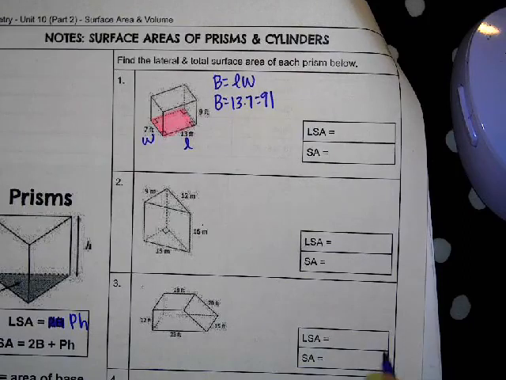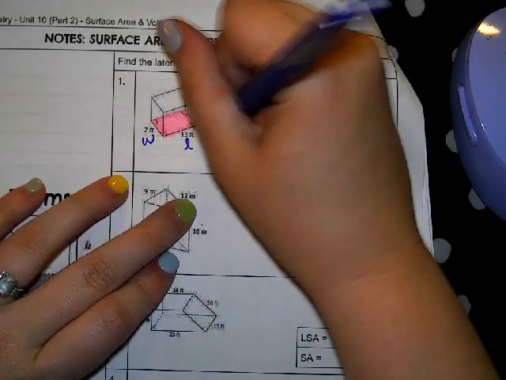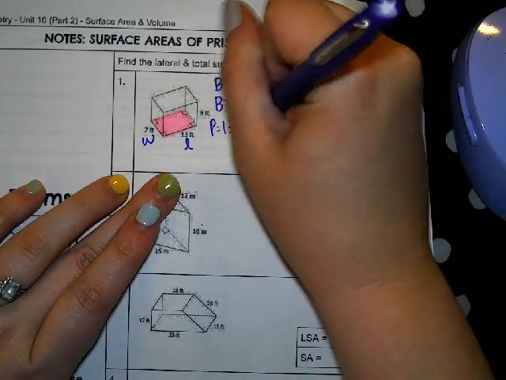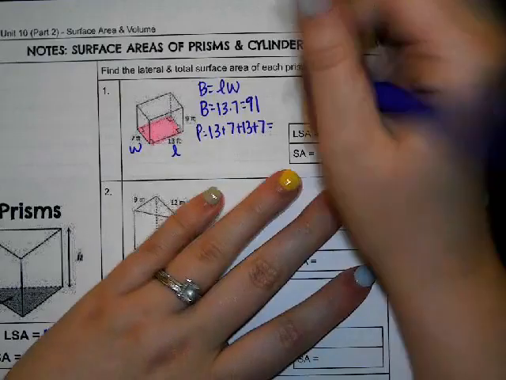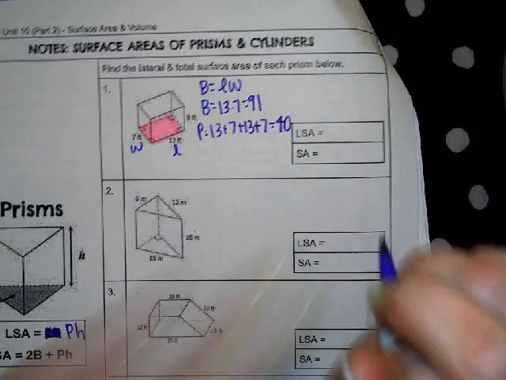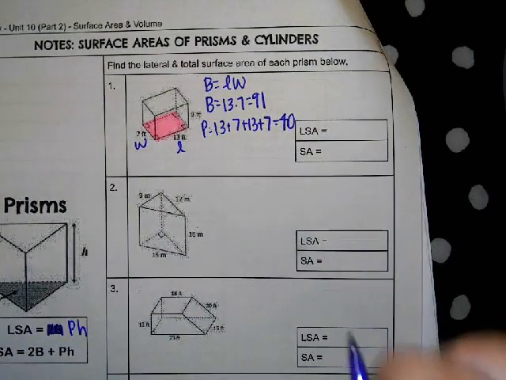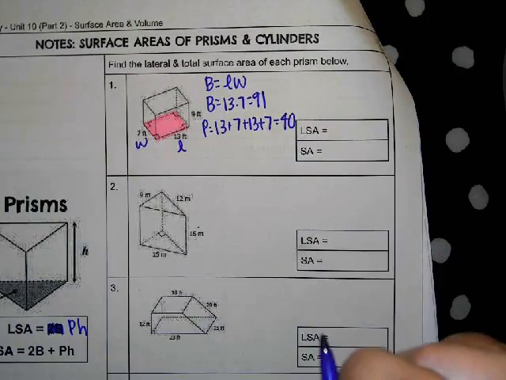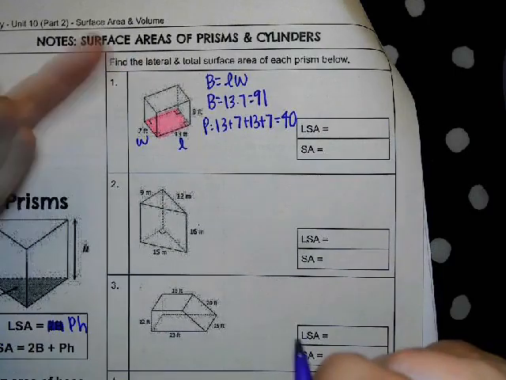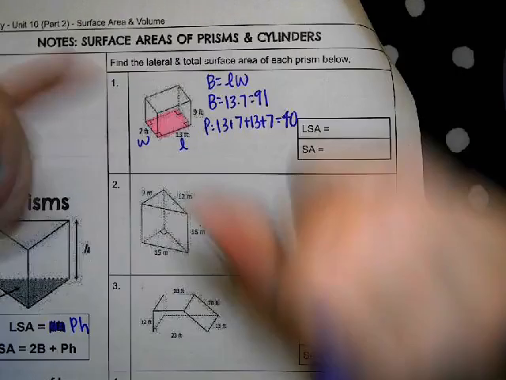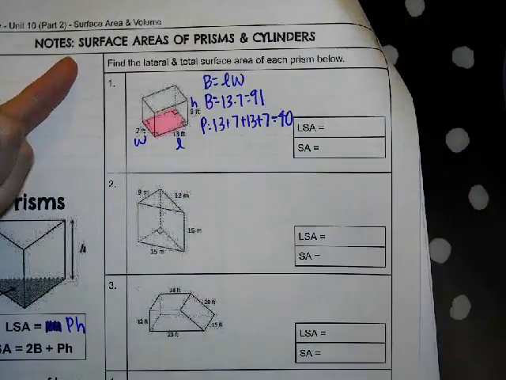My perimeter is just adding all four sides together. So perimeter is 13 plus 7 plus 13 plus 7. That gives me 40. And the last thing to identify is height. Height is always between my two faces, or my two shapes. In this case, it's the rectangle. So my height is this one right here, the 9.